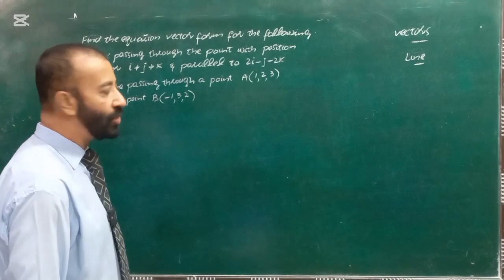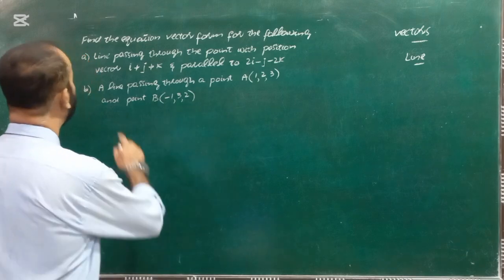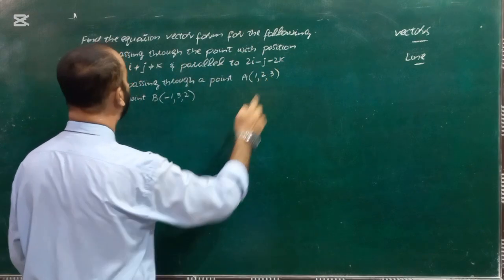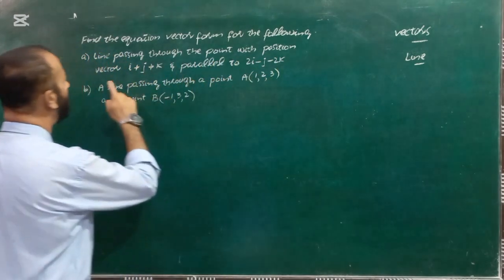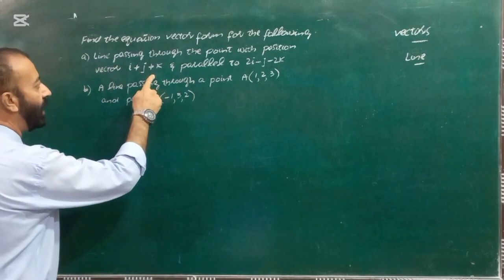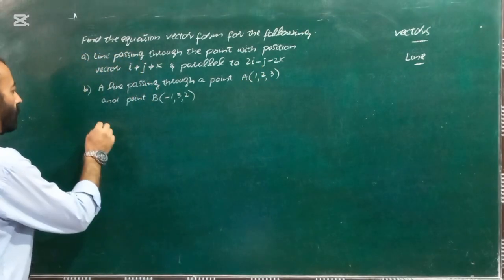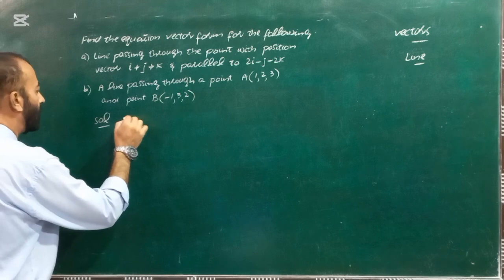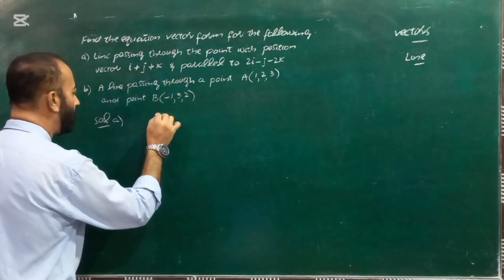So here are two questions, very important, two different forms of the questions. The statement is find the equation vector form for the following. A part is the line passing through the point with position vector this, so it means this is the position vector, so this will be A, and parallel to, so this is the direction vector. So look now, solution. A part is simple, so A part, so this will be the position vector.